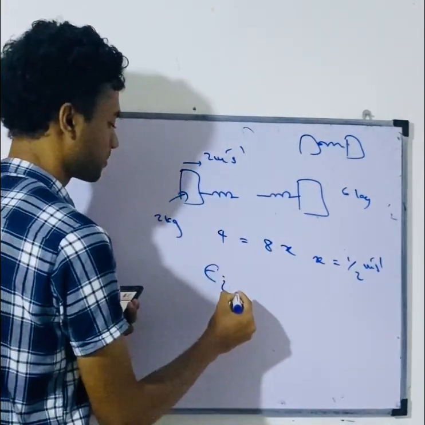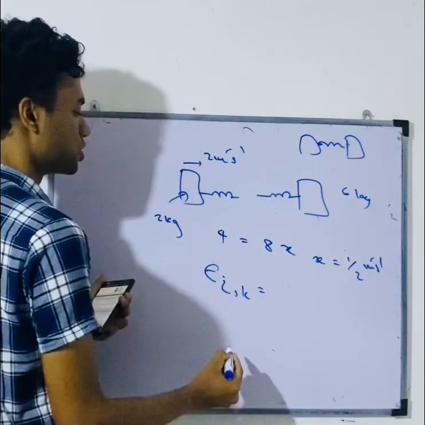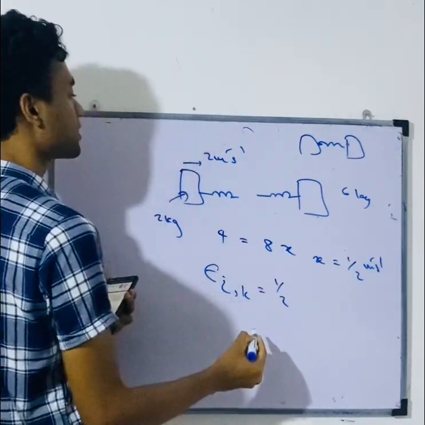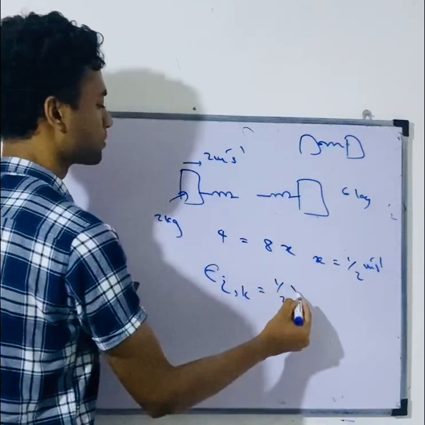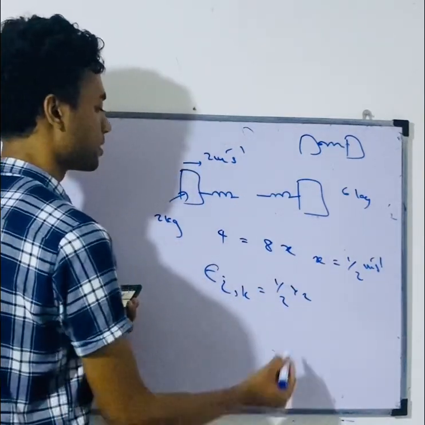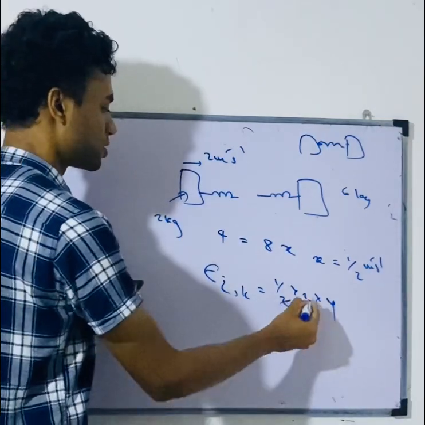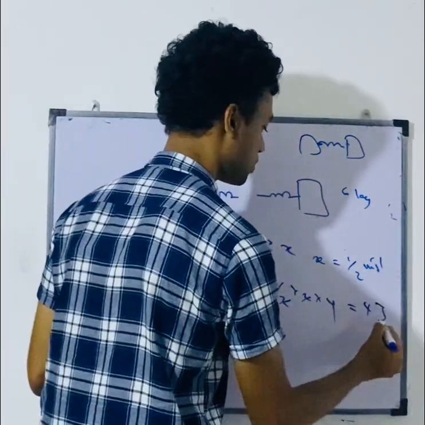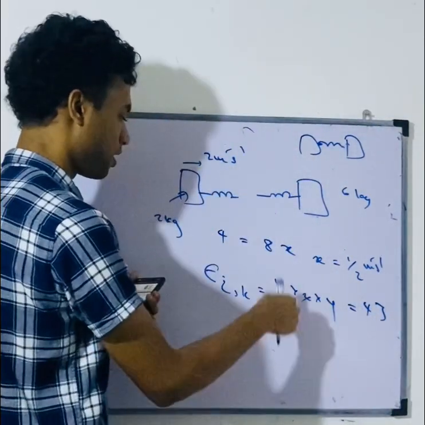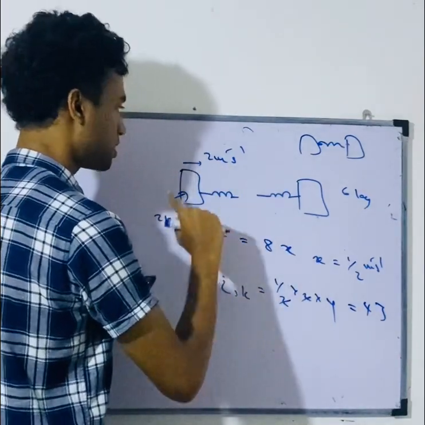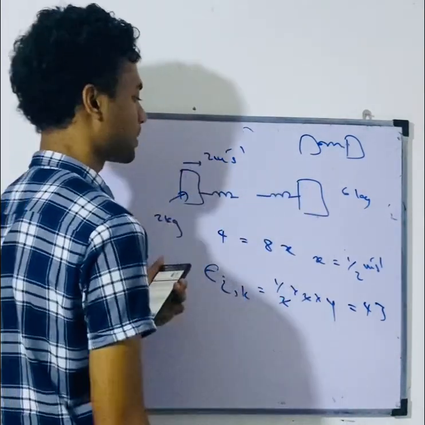Okay, what's the initial kinetic energy? Initial kinetic energy is equal to half mv squared. What's mass? 2. What's velocity? 2, so v squared is 2 squared, which is 4. Therefore, what's the initial kinetic energy? 4 joules. Half mv squared: half times the mass, 2 kg, times velocity squared, 2 squared. So you get 4 joules.